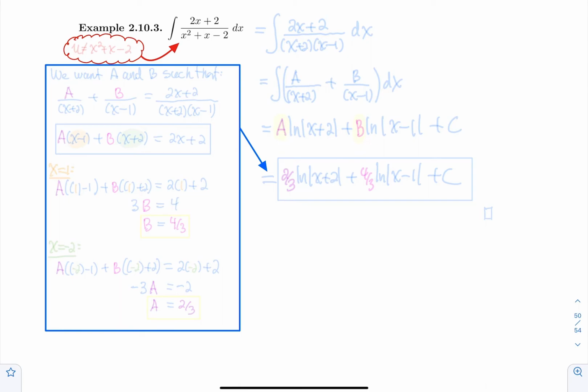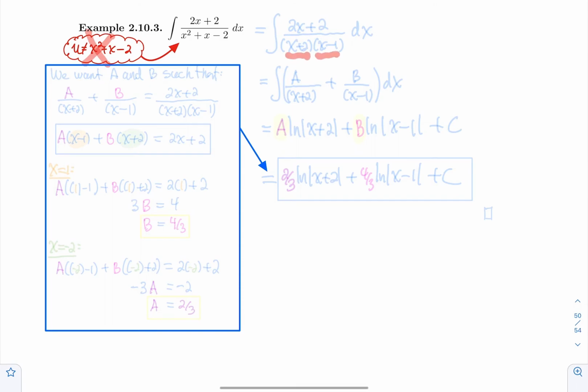Again here, always think about substitution. If you try to use u as x squared plus x minus 2, the derivative would be 2x plus 1, which is not a multiple of 2x plus 2, so that won't work. So you cannot use u substitution to finish that question. But the denominator here, if you try to factor it, if you're looking for two numbers that multiply to minus 2 and sum up to 1, well, you can do that. You can use x plus 2 times x minus 1.